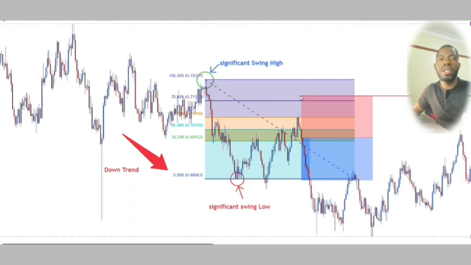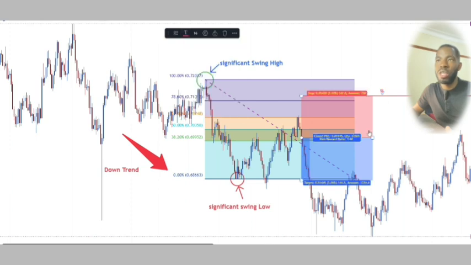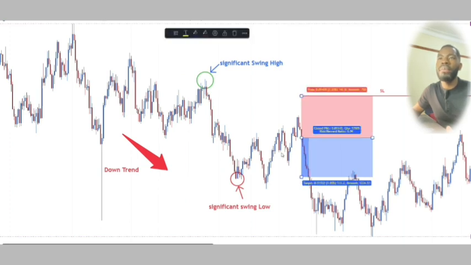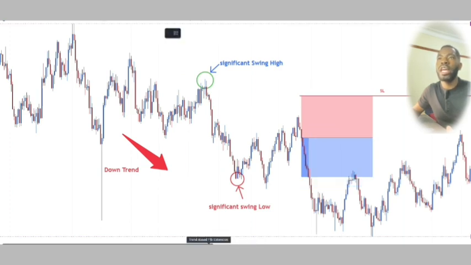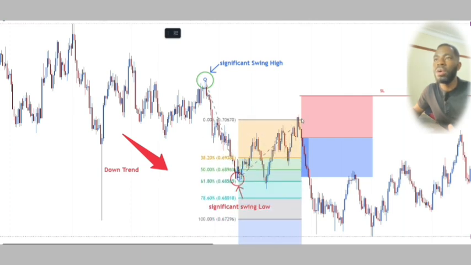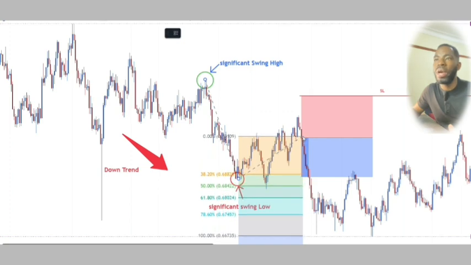After placing your stop loss, you mark it out clearly, and then you delete the Fibonacci retracement tool. After deleting it, you now use the Fibonacci extension tool to determine where to place your take profit. So you drag it from the significant high to the significant low again, and back to where you sold at, right here where the price reversed.